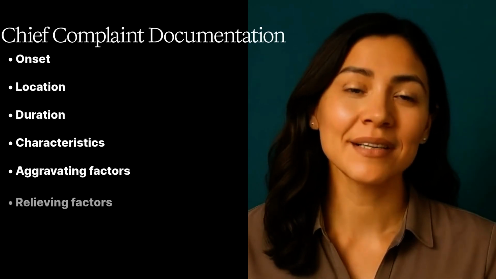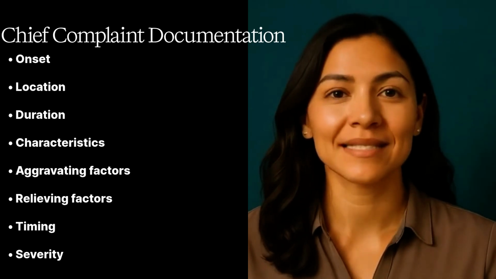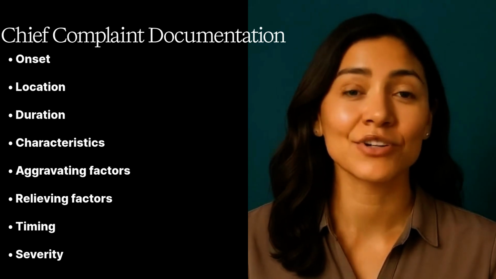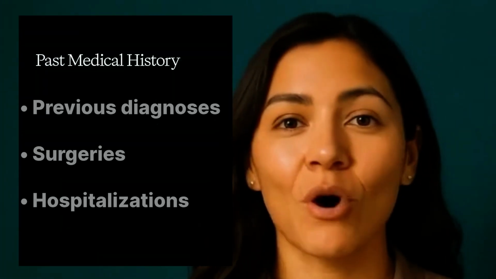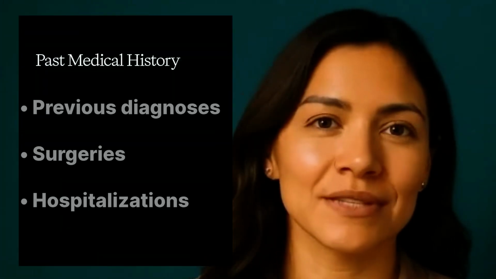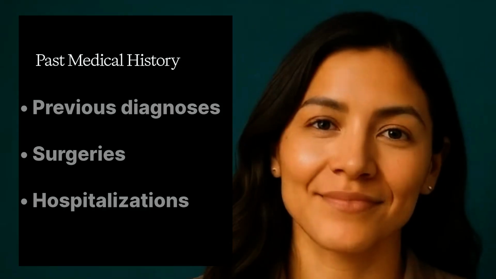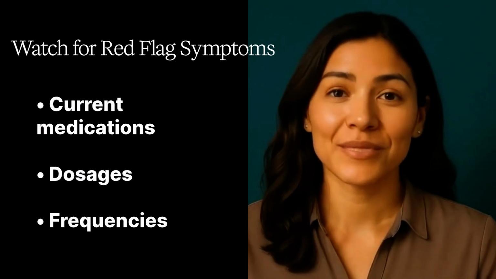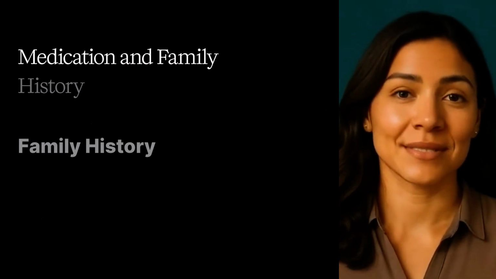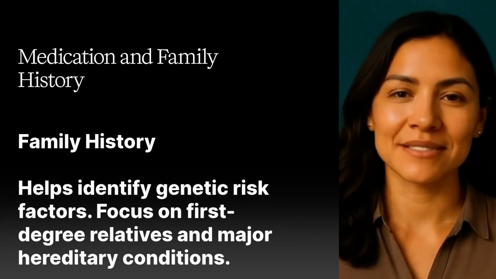When documenting present illness, remember OLDCARTS: onset, location, duration, characteristics, aggravating factors, relieving factors, timing, and severity. Past medical history should include all previous diagnoses, surgeries, hospitalizations, and significant health events. For medication history, document current medications, dosages, frequencies, and any recent changes. Don't forget to ask about over-the-counter medications and supplements.